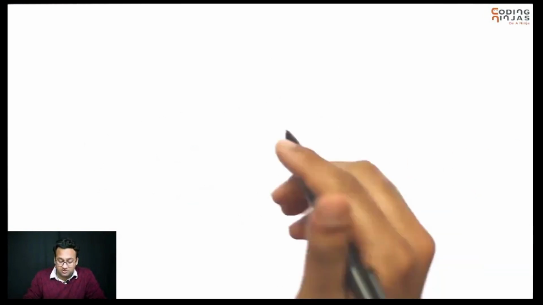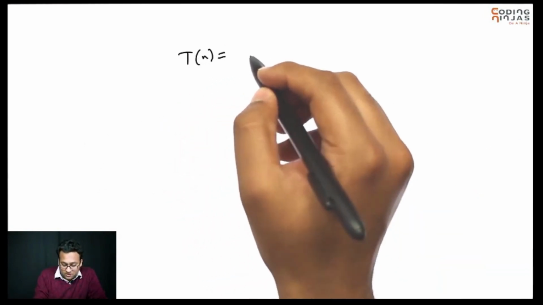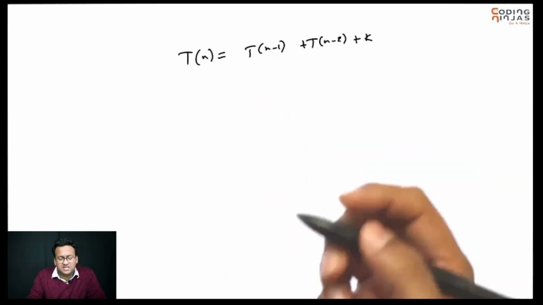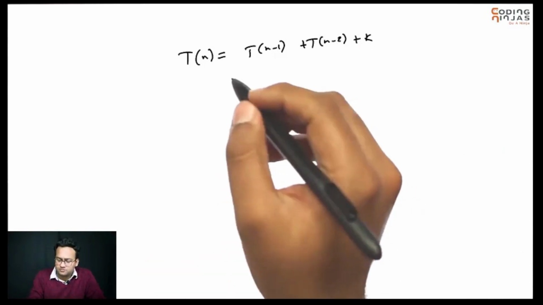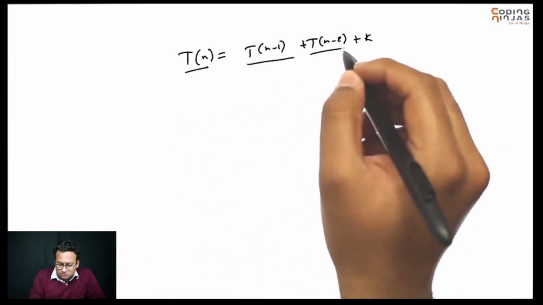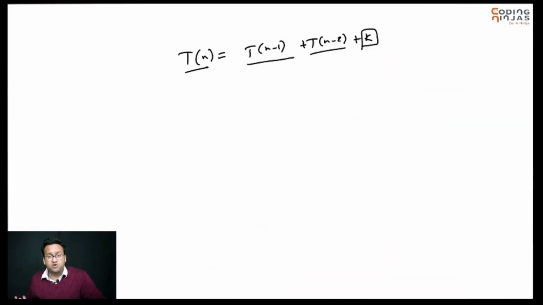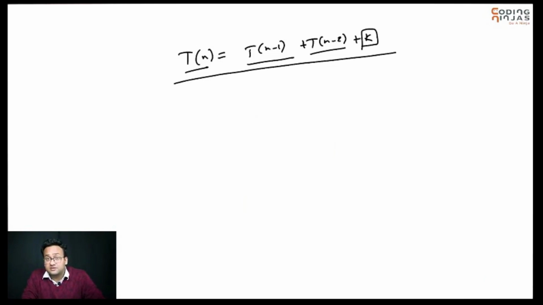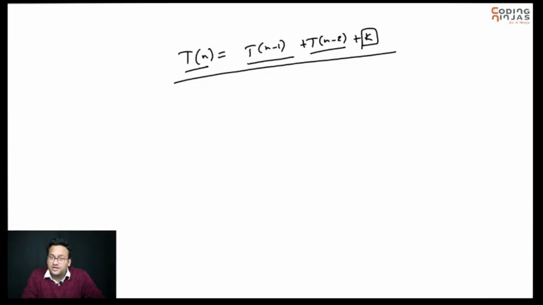So, let me write this down again. Tn minus 1 plus Tn minus 2 plus k. What this basically means is, this function is making two calls, and in itself this function is not doing much, it's doing some constant work, that's it. Now the problem with this recurrence relation is, if you try and solve it, it's going to be a little tricky, right? It's not as simple as factorial or merge sort. It's going to be pretty hard to solve this recurrence relation.